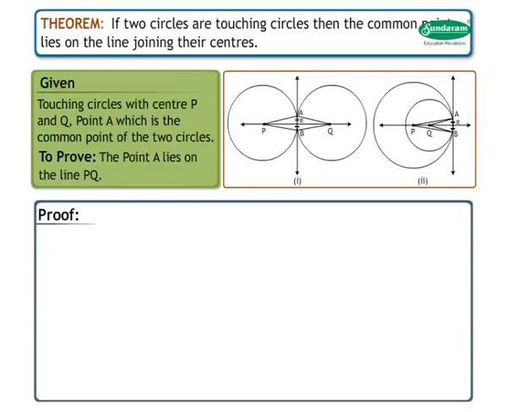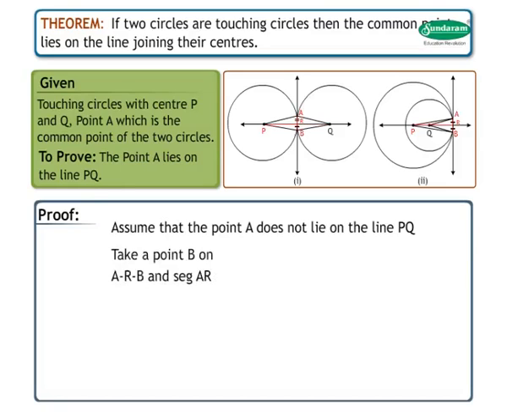Proof. Assume that the point A does not lie on the line PQ. Draw the line AR perpendicular to the line PQ. Take a point B on the line AR such that R is in between A and B, and segment AR is congruent to segment BR.